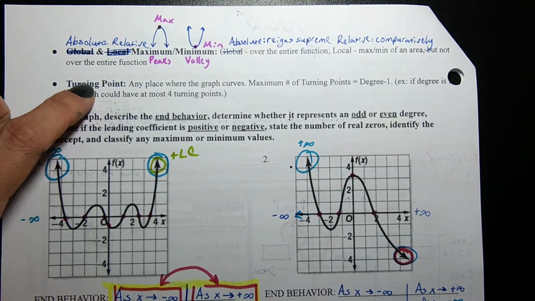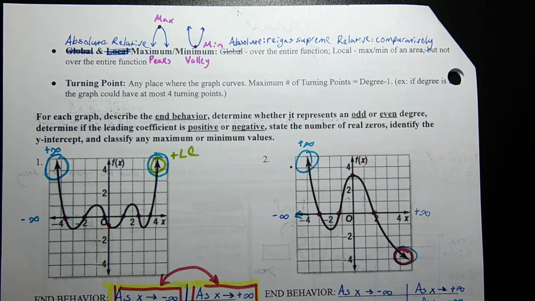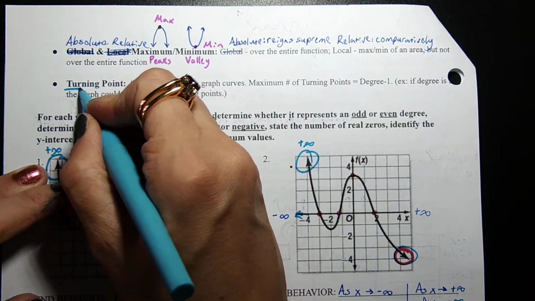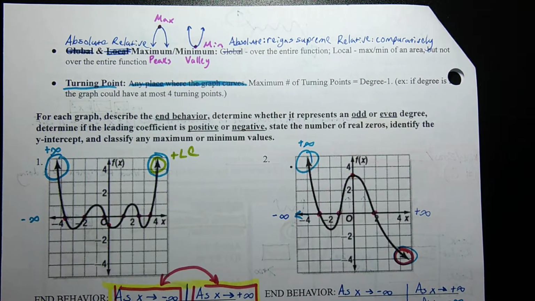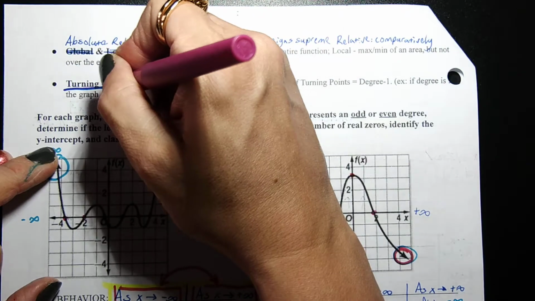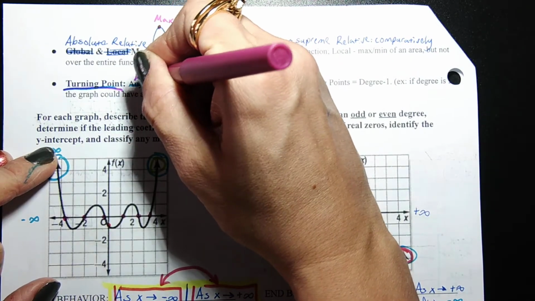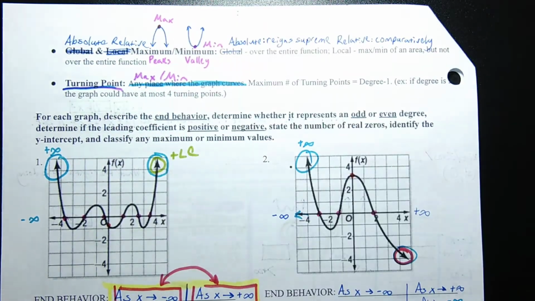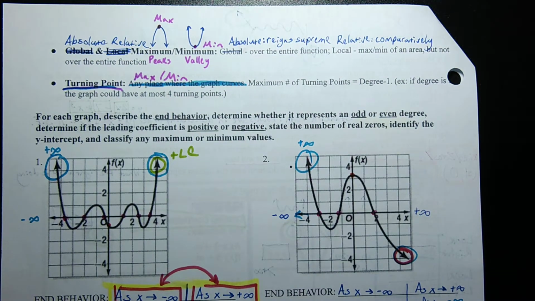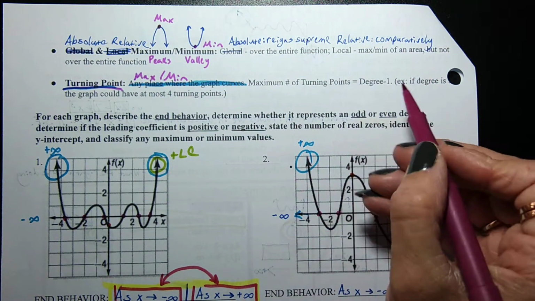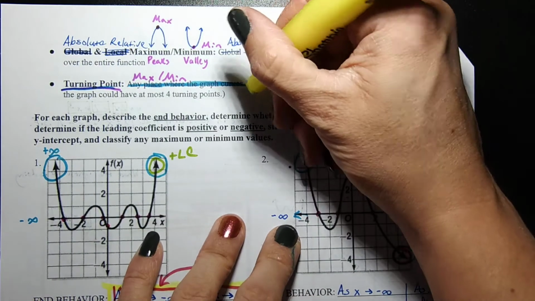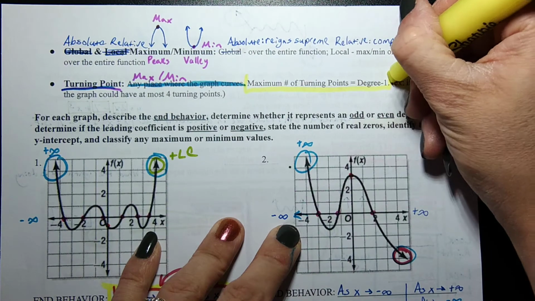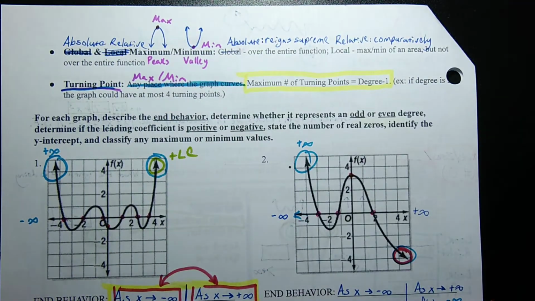Last definition, last vocab thing is a turning point. And instead of this definition of any place where the graph curves, I want you to write that a turning point simply occurs at a maximum or minimum. All max and mins are turning points. And the maximum number of turning points is the degree minus 1. I would highlight that. The maximum number of turning points is the degree minus 1.